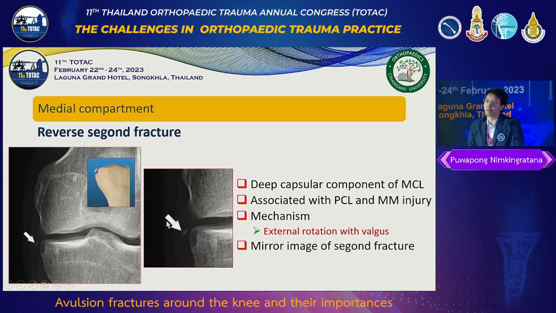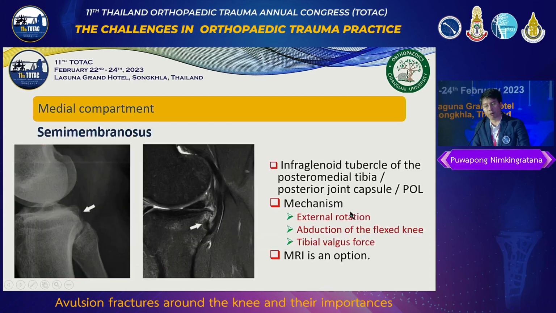The reverse Segond fracture is going to be a mirror image of the Segond fracture. It happens at the medial side of the knee. It is a tear of the deep capsular component of the MCL that attaches to the medial side of the knee, and it also associates with the PCL and medial meniscus. The mechanism of injury could be external rotation with valgus, which is just the opposite when we compare to the Segond fracture.